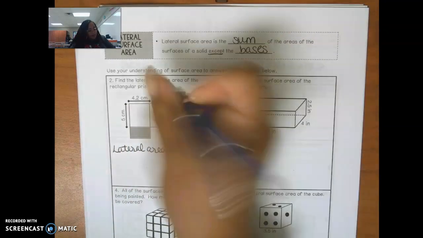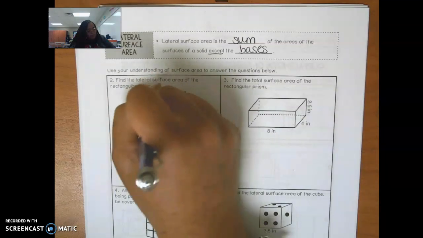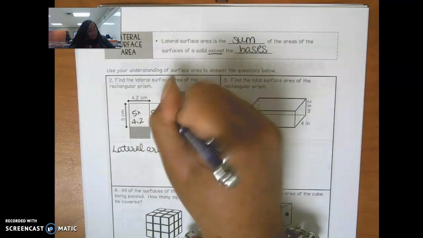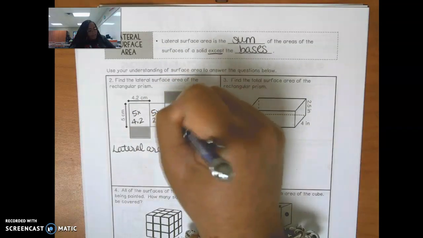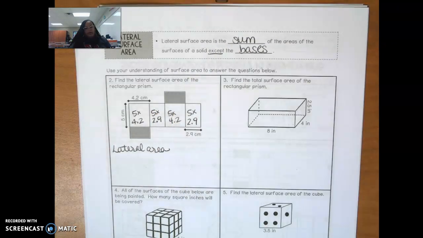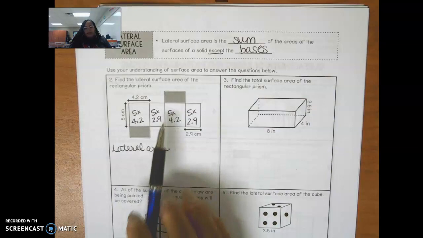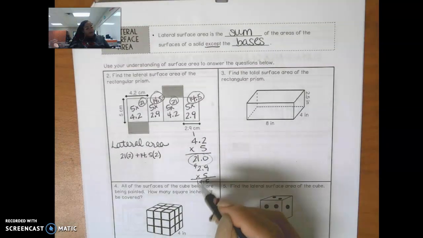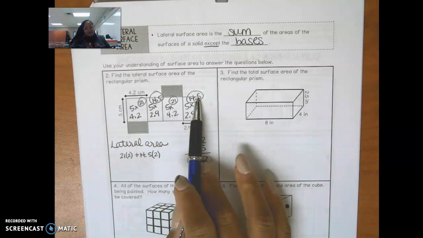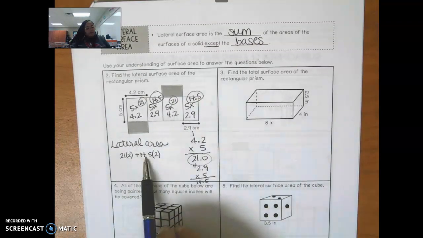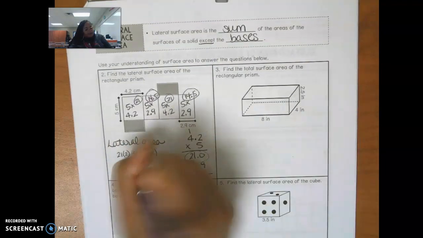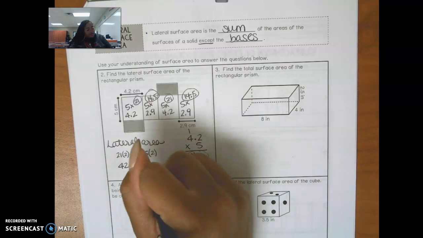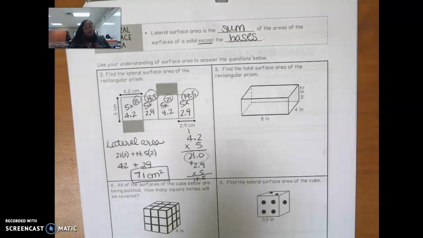So this is a 5 by 4.2. And this is a 5 by 2.9. 5 by 4.2, 5 by 2.9. So I'm going to find the area of those, and then I'm going to calculate them and add them up. Give me one moment. All right, so 4.2 times 5 is 21, and 2.9 times 5 is 14.5. So I put those areas up here, and I circled them because they're important. Then I'm going to do 2 times 21 and 2 times 14.5. This is going to be 42. And this is going to be 29. And my total is 9 plus 2 is 11. Carry the 1. 71 centimeters squared for lateral area for that.